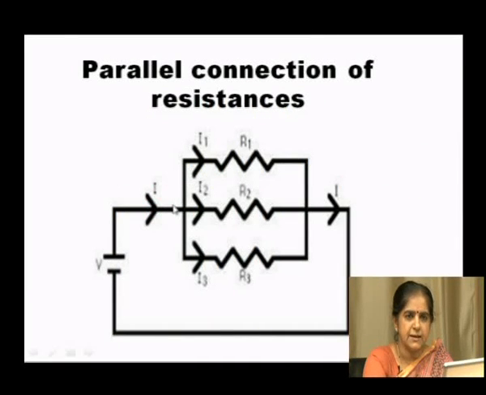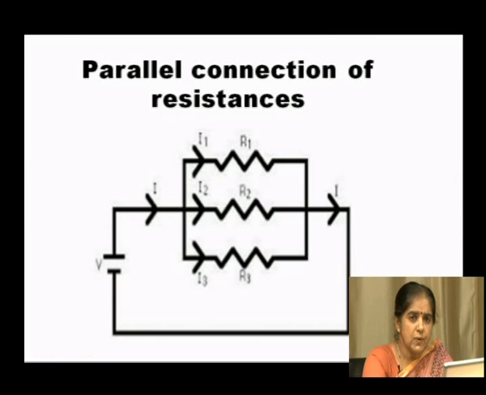And observe the currents in this case. Since there are 3 resistances in the circuit, the current I which is flowing in the circuit is splitting into 3 branch currents. I1 is the current which is flowing through resistance R1, I2 is the current which is flowing through resistance R2, similarly I3 is the current which is flowing through resistance R3, and the total current I is given by the sum of all 3 currents, and these currents are known as branch currents.